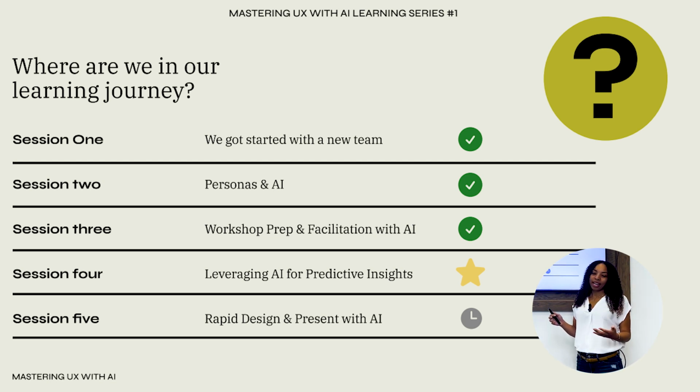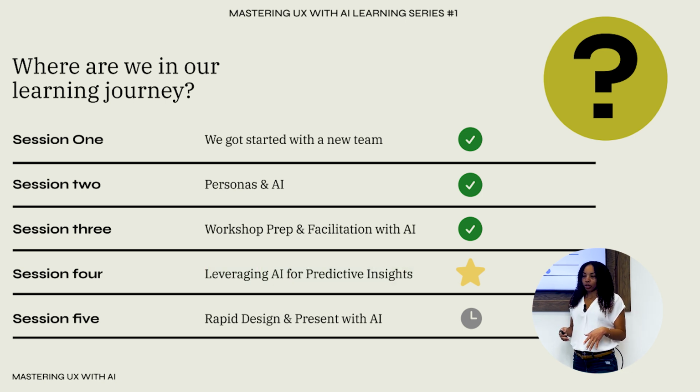So if you're jumping in for your very first time, this is the lay of the land of where we've been and where we are going. There are videos for each of these milestones. We got started with a new team. If you haven't watched that, go back there. We went over how to create personas with AI. We went through workshop prep and facilitation, and now we're at the point where we're leveraging AI for predictive insights.